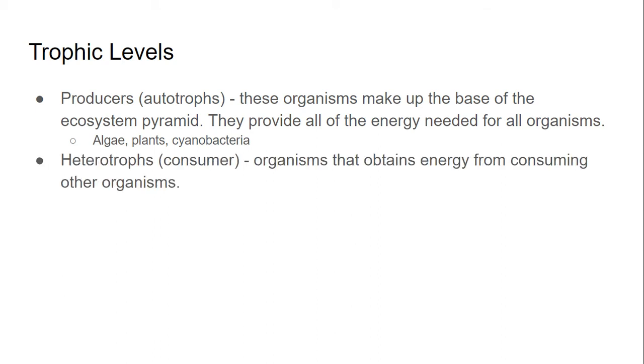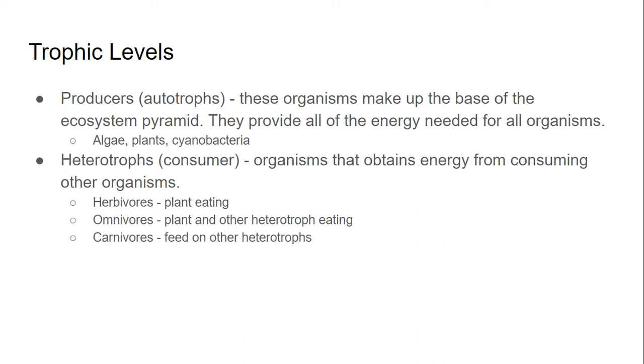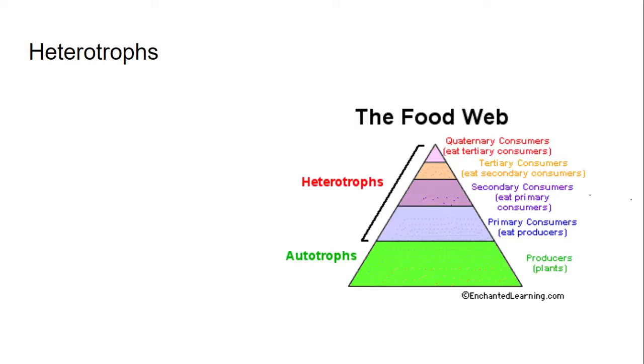Heterotrophs, on the other hand, are our consumers. So anything that does not create its own food is going to be a heterotroph. So they consume other organisms, whether that's plants, which is what herbivores do. They just eat plants. You have omnivores, which eat plants and other heterotrophs, so they could eat other organisms as well. And then we just have carnivores, which only feed on other heterotrophs. So these are the three different types of consumers that we look at here, but all of it goes back to these producers who are creating all of the energy in the entire ecosystem.